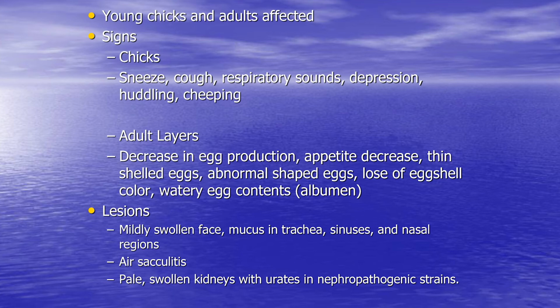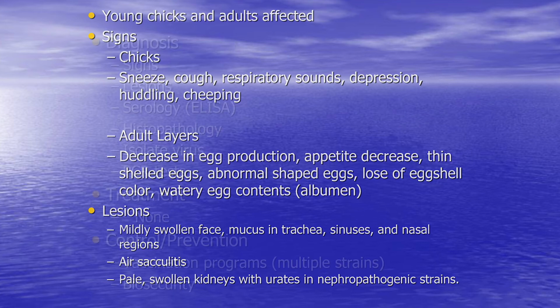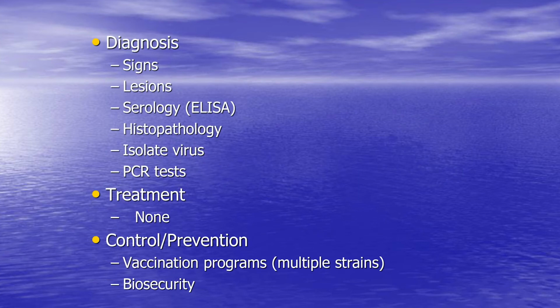Lesions: mildly swollen face, increase in mucus in the trachea, increase of that mucus in the sinuses, and there will be increase in all the nasal regions. Air sacculitis can be there. There are strains of this coronavirus that we refer to as nephropathogenic, which means they affect the kidneys as well. And what you'll see in those birds, you'll see swollen, pale kidneys, and they're going to be discolored. You'll see the urates, little white speckles in those kidneys.